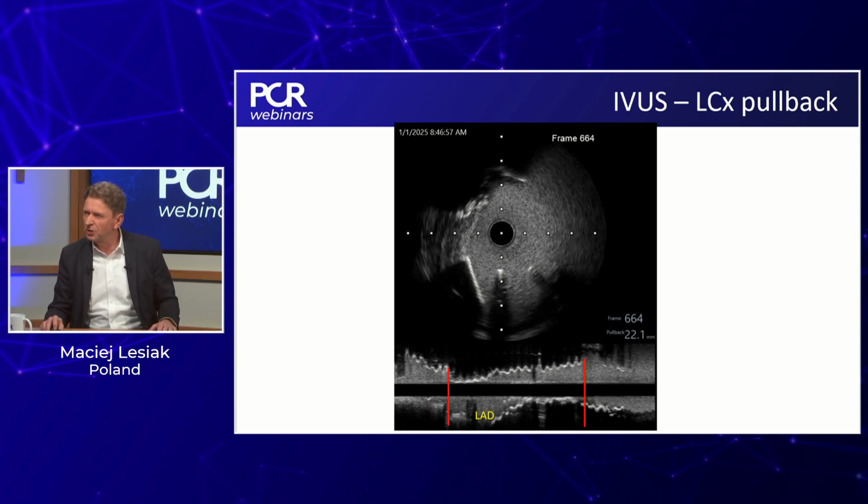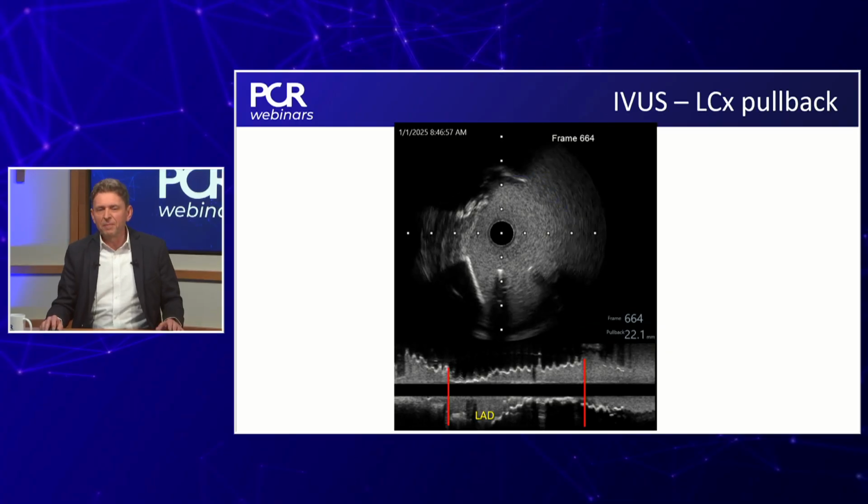And the second question was? Second, what about the use of orbital? Yeah, orbital can be done as well. We don't have so much experience with orbital. We do a lot of rota, more than 100 rota cases a year. I would not start with orbital in this particular anatomy when the lesion is really very tight and very angulated. That's why we chose rota.